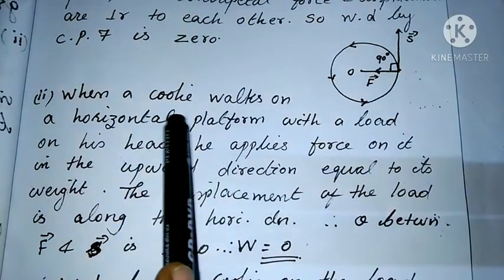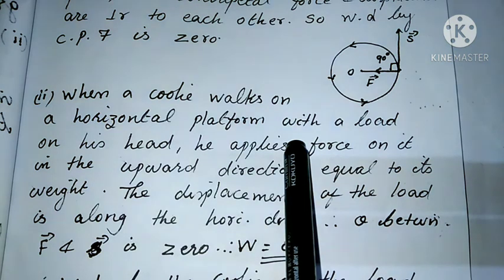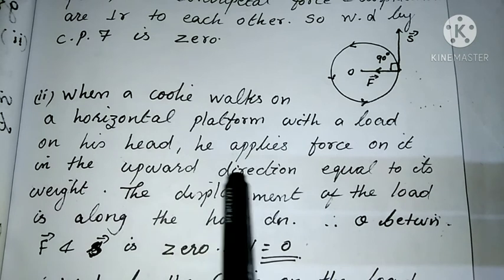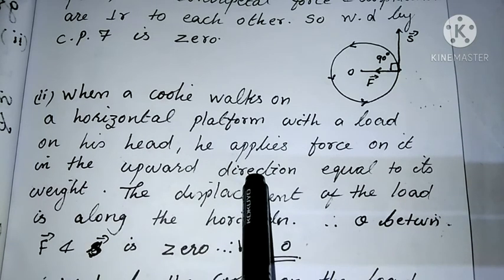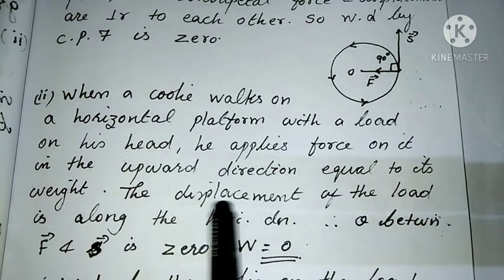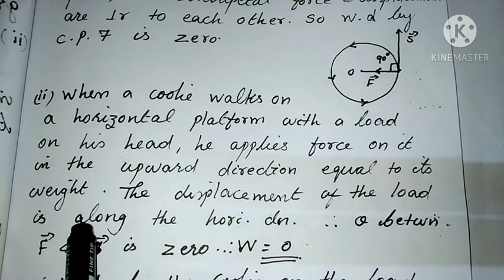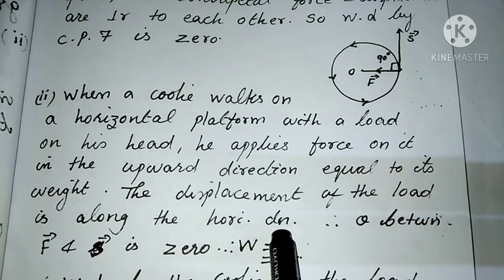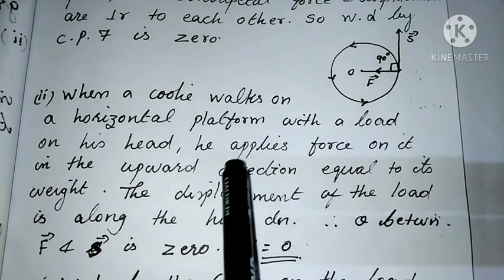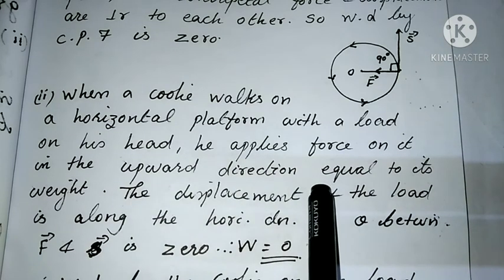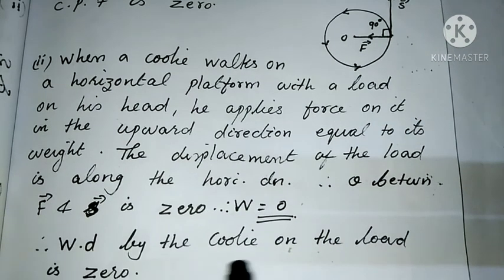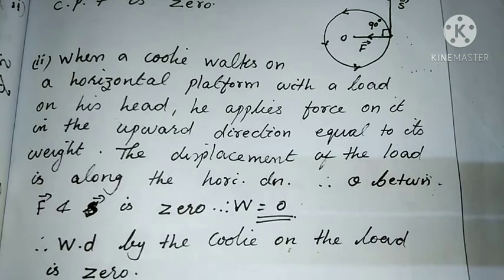So here, when a coolie walks on a horizontal platform with a load on his head, what happens there? He applies force in the upward direction on the load equal to its weight. But he is moving in the forward direction, so the displacement of the load is along the horizontal direction. So here the displacement and the component of force are perpendicular to each other. So in that case also work done is 0. Work done by the coolie on the load is 0.